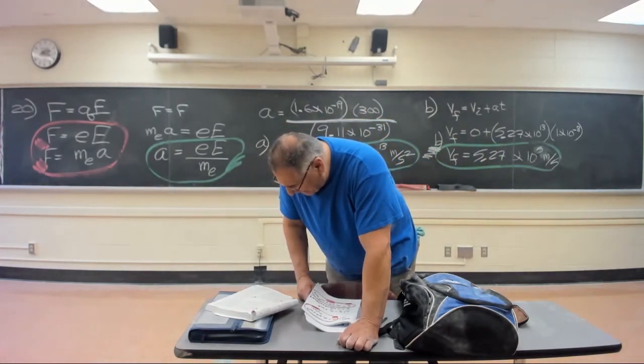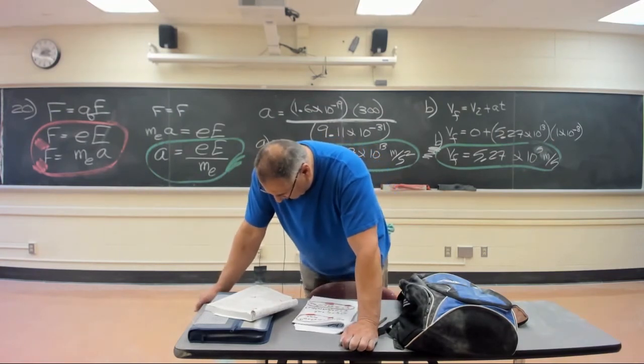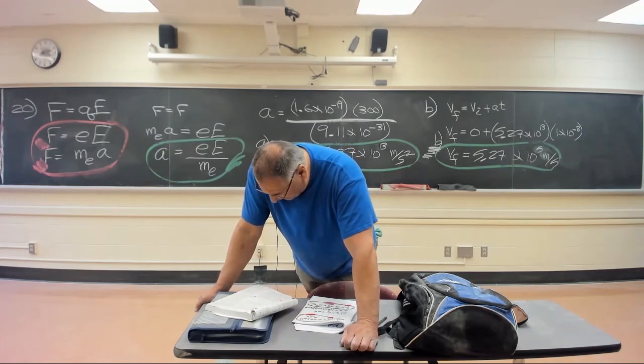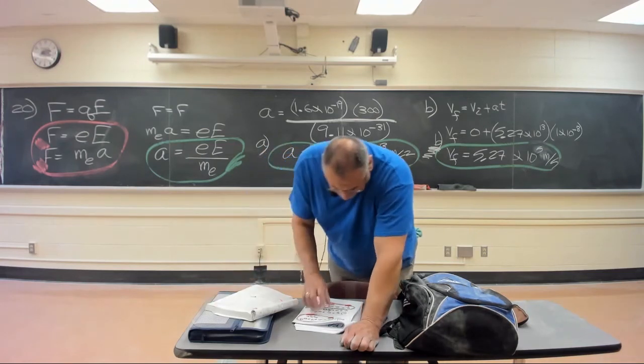That was 20. Let's go to 31. For 31, there is a figure that they show for us. There's a negative charge and a positive charge. In this figure, they want you to determine the point other than infinity at which the total electric field is 0. Let's take a look at that. That's number 31.